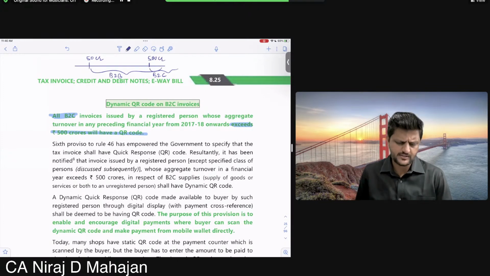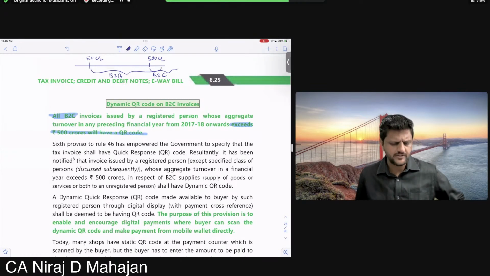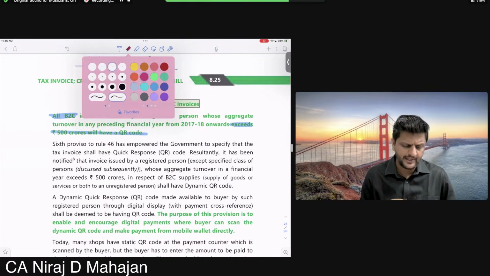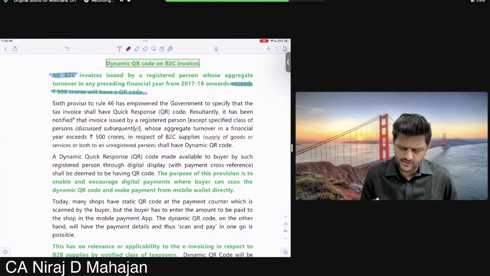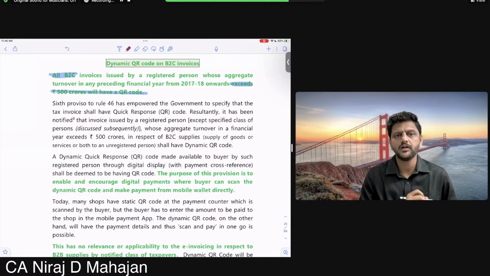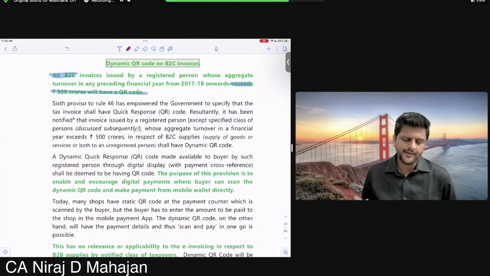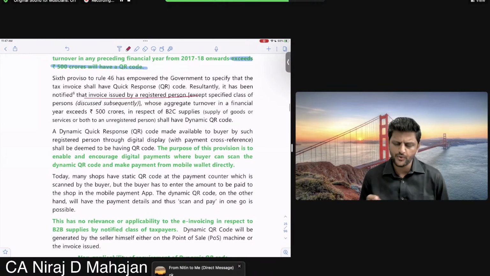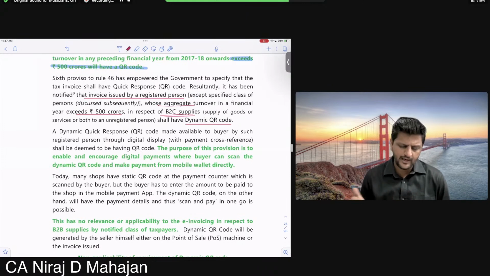The sixth proviso to Rule 46 has empowered the government to specify that a tax invoice shall have a QR code. It has been notified that an invoice issued by a registered person whose aggregate turnover is more than 500 crores in respect of B2C shall have a dynamic QR code. A dynamic QR code made available to the buyer by such registered person through digital display with payment cross reference shall be deemed to be having a QR code.